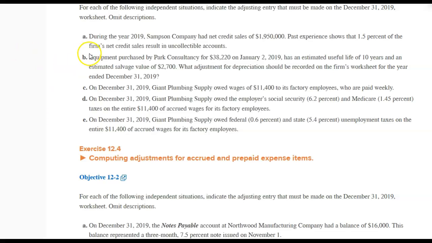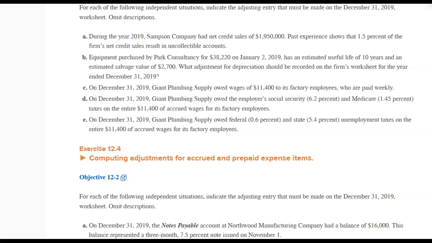Okay, we're going to compute the depreciation. So what you've got to do is you take your $38,220 and you take the salvage value. That's what it's going to be worth after 10 years. So it's $38,220 minus $2,700 and then divide it by 10 years. That is going to be your adjustment for depreciation for 1 year. It means every year it's going to be the same amount for 10 years. Every year that you do the books.